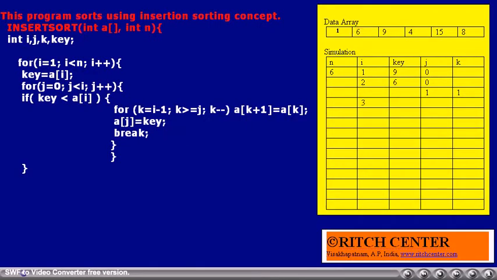Now I is incremented by 1, it becomes 3. Thus we are interested in finalizing or inserting a of 3, that is 4, into the array such that the resultant array will again be in ascending order. For this purpose, again the for loop for j equal to 0, j less than I, j plus plus will be executed.